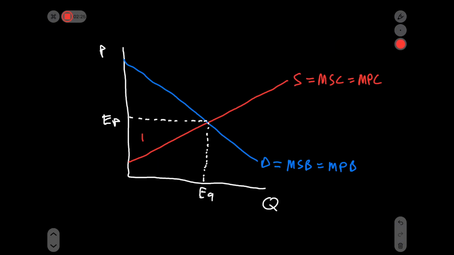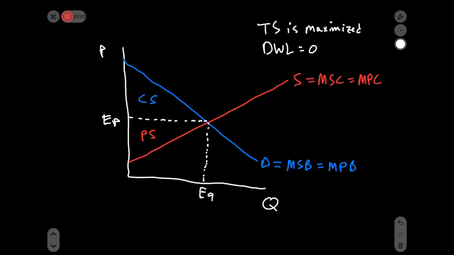And we have producer surplus in the lower triangle, consumer surplus in the upper triangle. And so we can make a few observations here, that total surplus is maximized and that deadweight loss is 0. But this is no longer the case if there is some externality, the presence of an externality in this market.